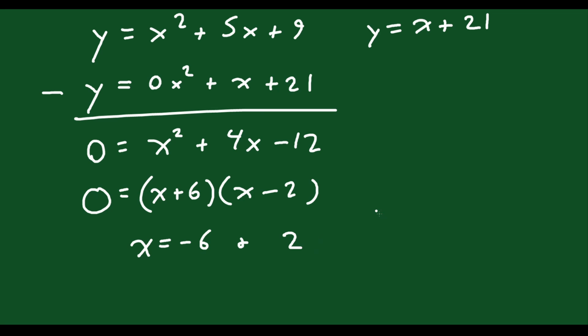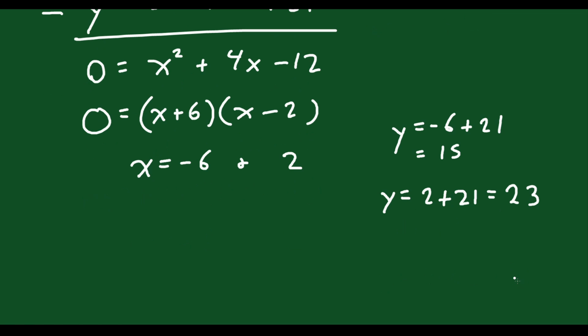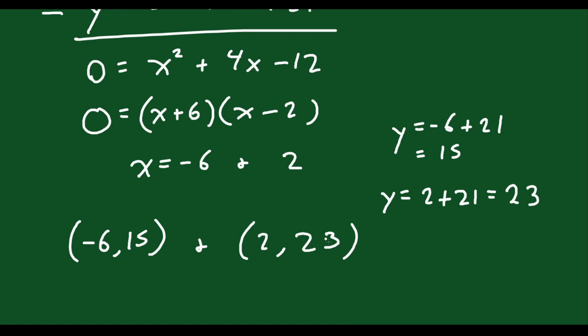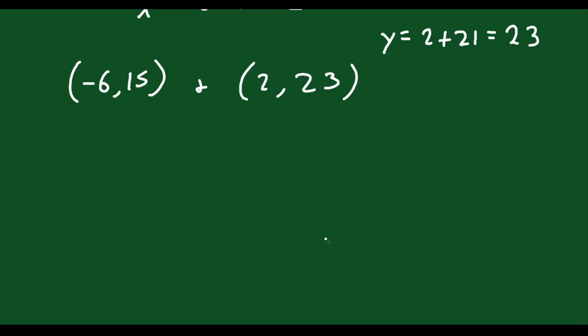Now to solve for the values of y, again, the most simple way would just be to plug these into your y equation, right? So y equals x plus 21, so y equals negative 6 plus 21, and that's just going to equal 15. And then y equals 2 plus 21, which is equal to 23. So your answers here, the points where they cross, will be (negative 6, 15) and (2, 23). So those are the 2 points where these things are intersecting.